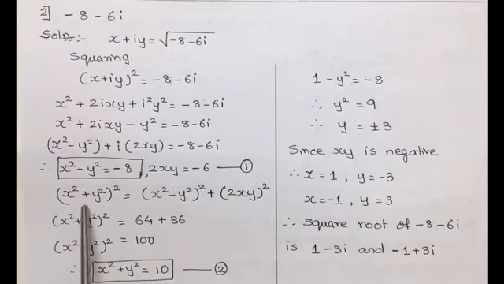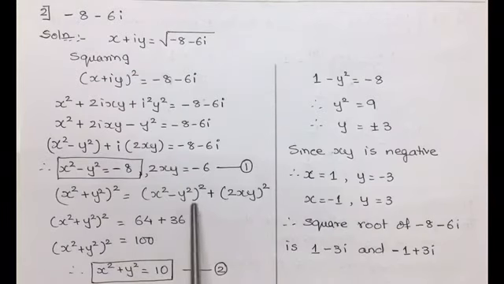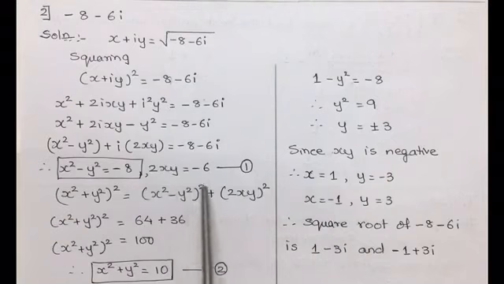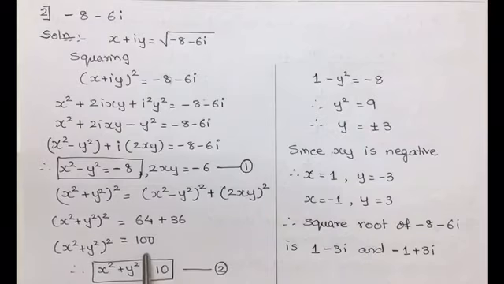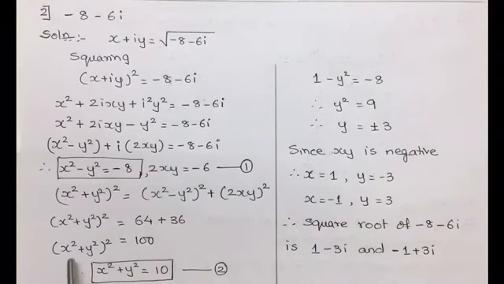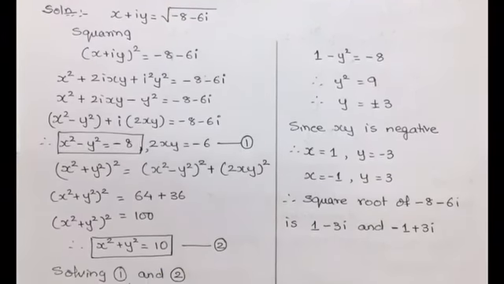Now for calculating the value of x square plus y square whole square, we will be expressing this formula in terms of x square minus y square whole square plus 2xy whole square. X square minus y square value is minus 8. Its square makes it 64. 2xy square makes it 36. So 64 plus 36 makes it 100. So we get here x square plus y square whole square is equal to 100. So the root of 100 becomes 10.